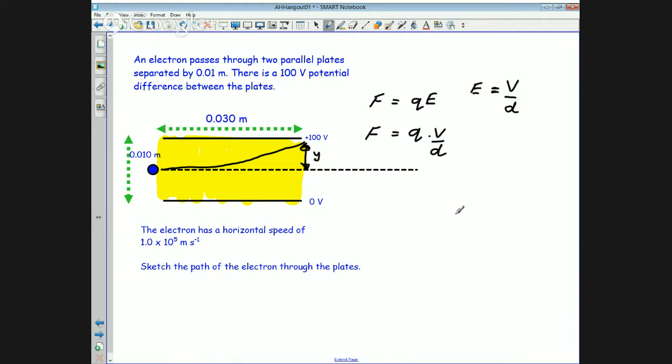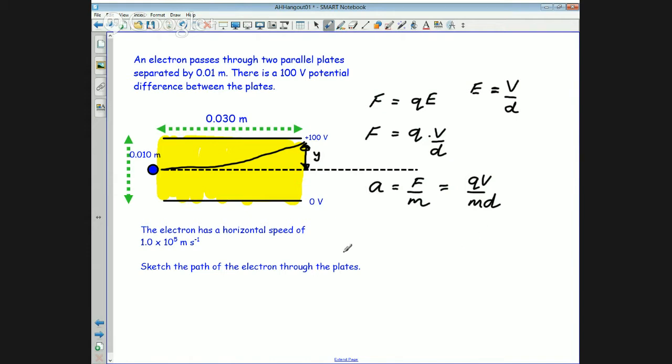Well, think again back to your higher days where you had projectile motion. If this charge here is going to be subjected to an acceleration, then we can work that acceleration out, because acceleration is simply equal to the force divided by the mass of the electron. Now we already know what the force is. The force is QV over D, so the acceleration will be QV over MD. So we now have got an expression for the acceleration of that particle.